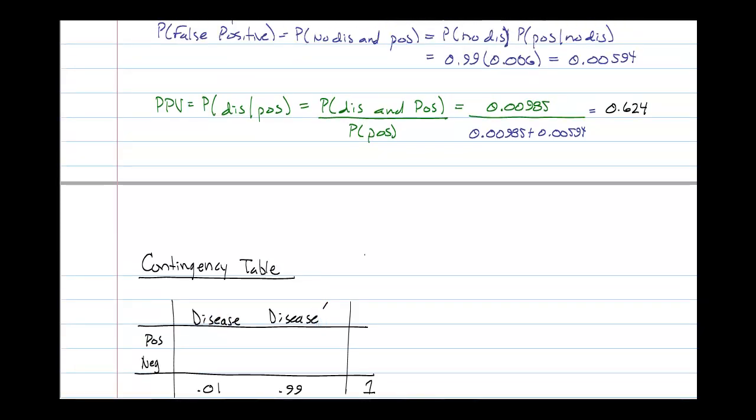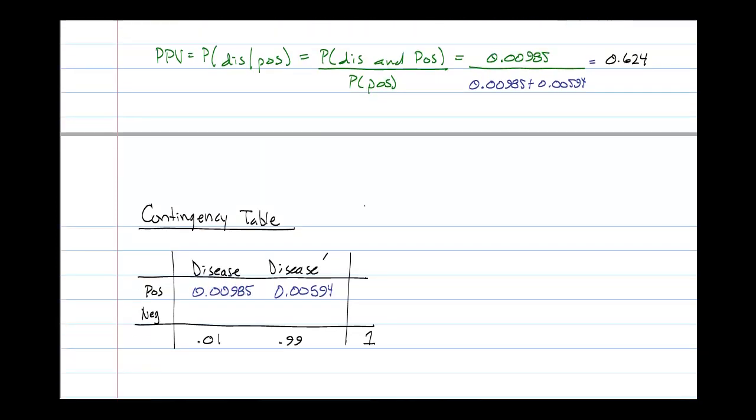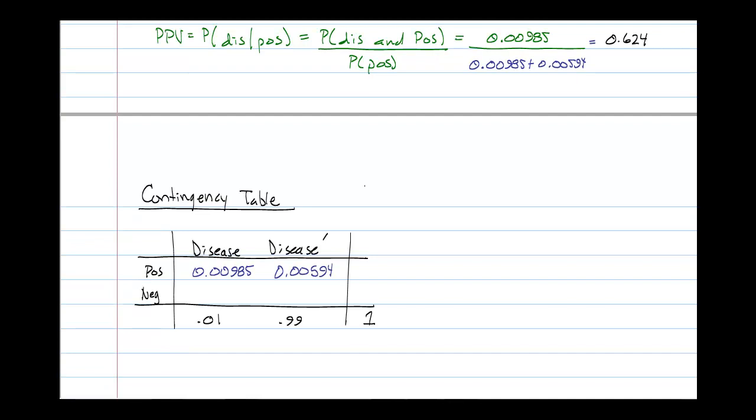Okay? So from my table up here, I have a couple of pieces of information. I have this false positive. Well, the false positive down here is this joint probability, and the false positive means no disease, and I test positive for the result. So I get 0.00594. So this is no disease and a positive result. And then from up above, we know the disease and positive is 0.00985.